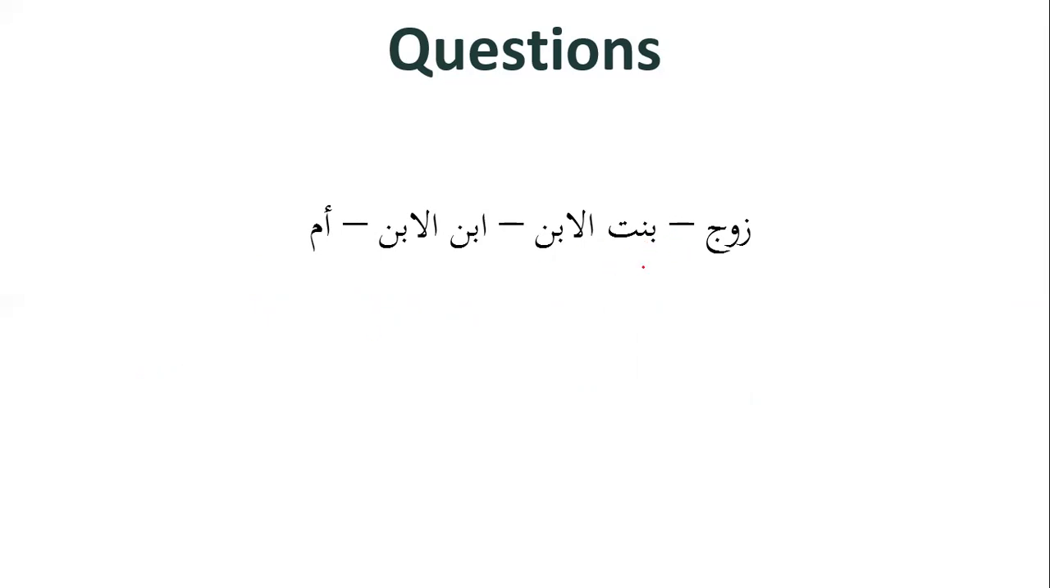In this question, the zawj will receive a quota. The we haven't covered as yet. The bintul ibn and ibn al-ibn together will become asaba. According to condition number 4, when the ibn al-ibn is present, the bintul ibn will receive half of the ibn al-ibn's share.